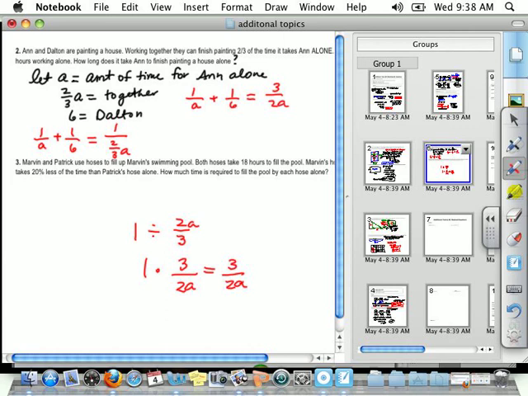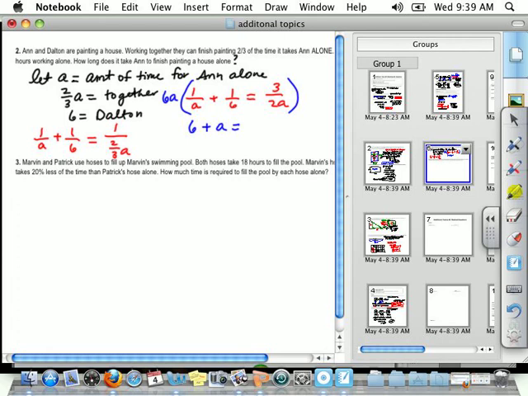So this one's pretty easy to get the least common denominator. So what's the LCD going to be? Yeah, let's just make it 6A. So when I multiply 6A into everything, 6A times 1/A is just 6. 6A times 1/6, the 6's cancel, so I get A. 6A times 3/2A, the 6A and the 2A reduce to 3, so I get 9. So A equals 3. So it takes Ann 3 hours working alone.